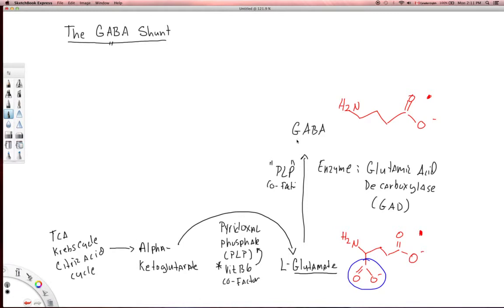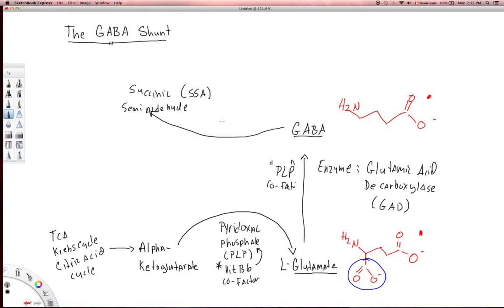Okay, so now I have my GABA. GABA can be metabolized to succinic semialdehyde, and so I'll write that there. Succinic semialdehyde, and this is commonly called SSA.